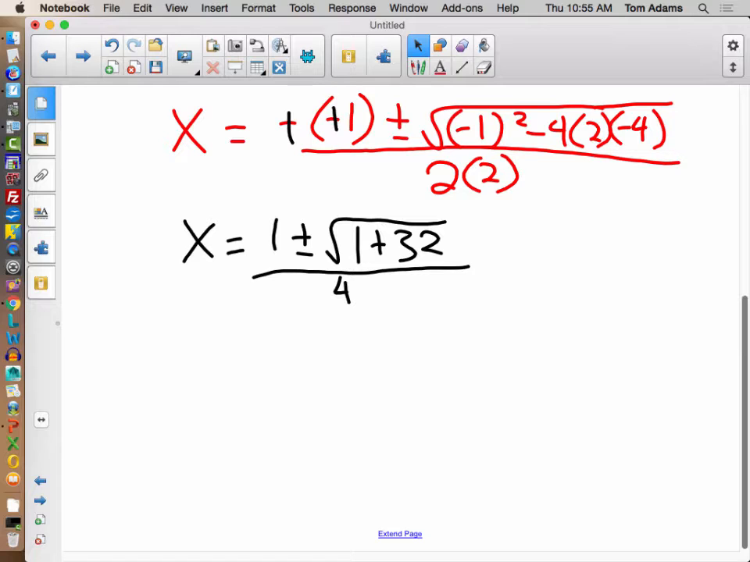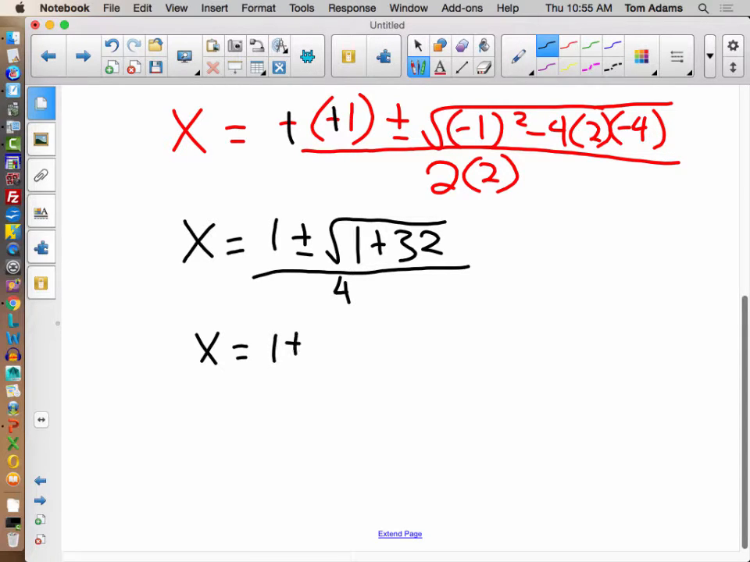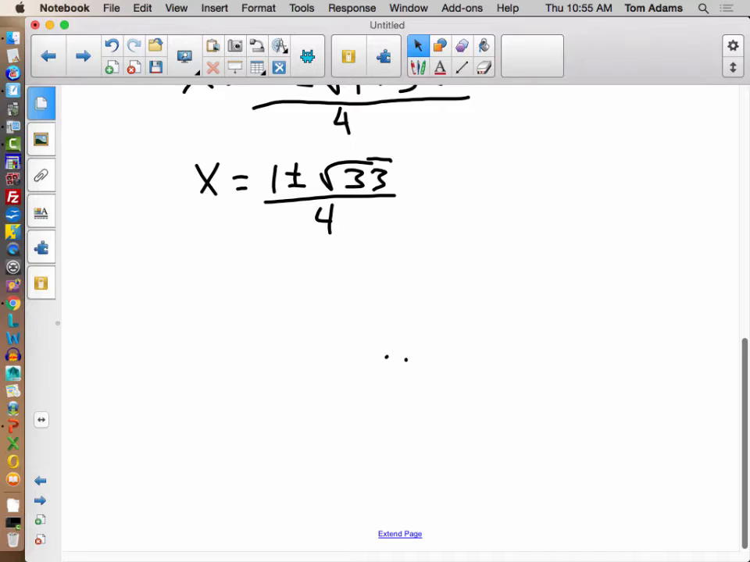So now, from here, I've got x is equal to 1 plus or minus the square root of 33 over 4. Now, in several different textbooks, there's lots of ways that you can set up your solution. If you were in my calculus class, I would say just leave it this way. If you're in my pre-calculus class, I would say set it up this way. But for algebra 2, because your textbook says to do it this way, this is how I want you to do it. Just separate it.